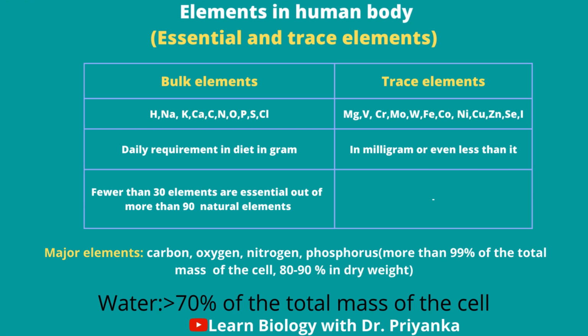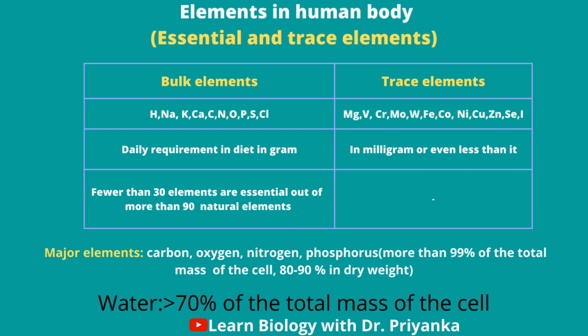Here we see that major elements like carbon, oxygen, nitrogen, phosphorus are very important for our bodies. They form more than 99% of the total mass of the cell, in some cases 80 to 90% as dry weight. Water is present in our body as more than 70% of the total mass of the cell.